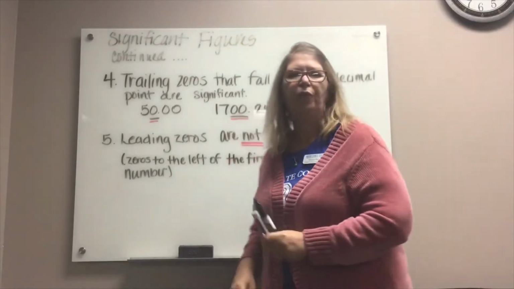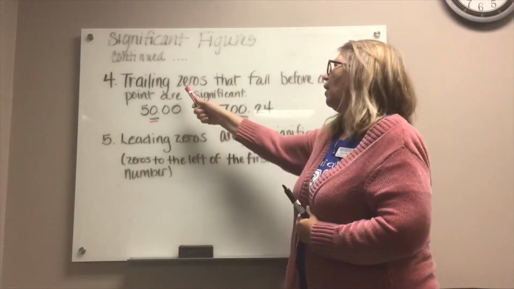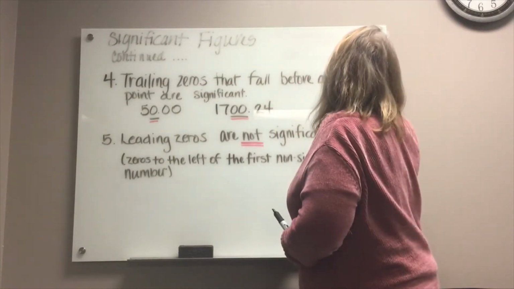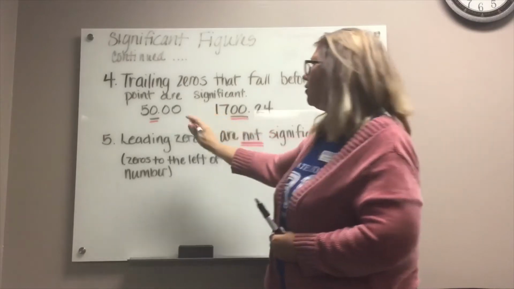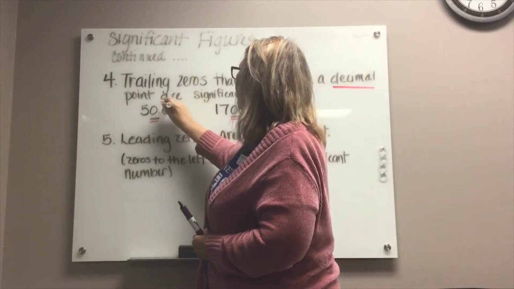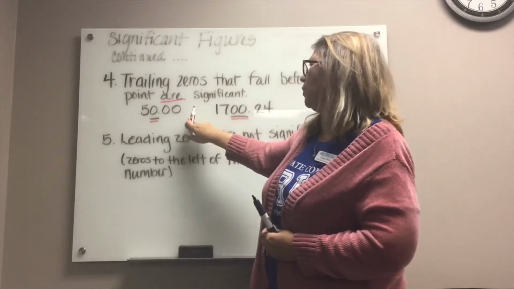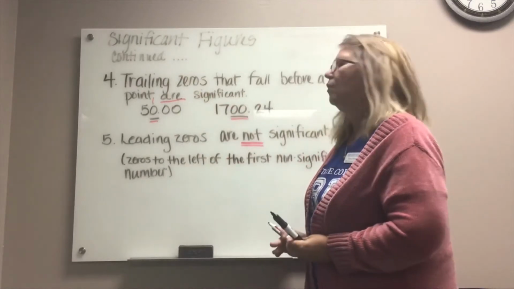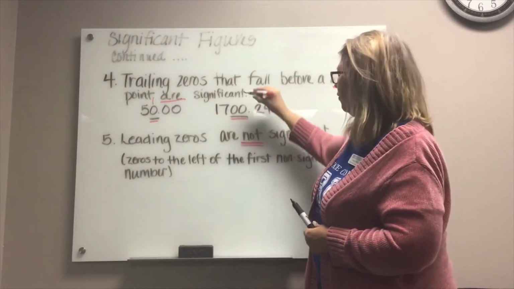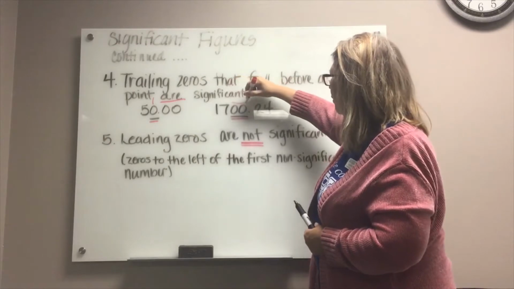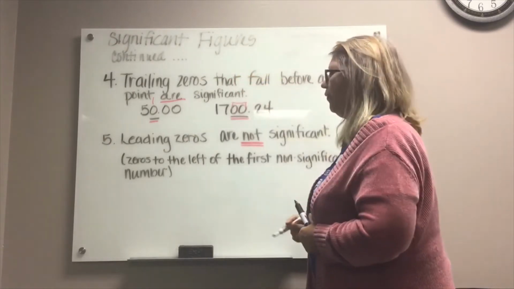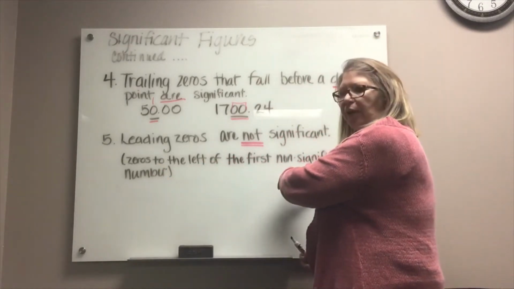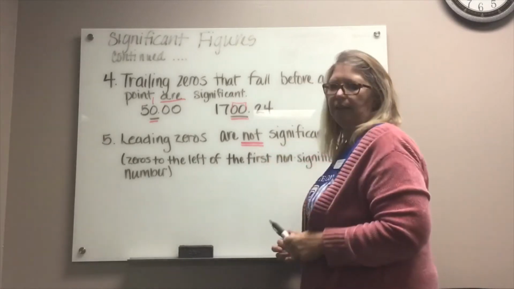Okay, so rule number 4 for significant figures says trailing zeros that fall before a decimal point are significant. So in this example, we have 50.00. This 0 right here is significant. Okay, and then in this figure, 1700.24, these zeros are significant. But then you have zeros that are to the left of the first non-zero number, and they are not significant.